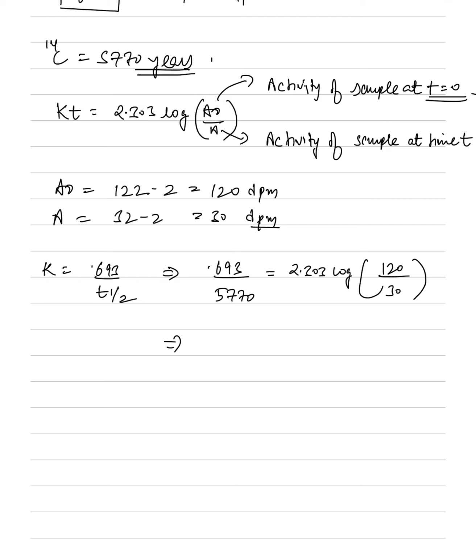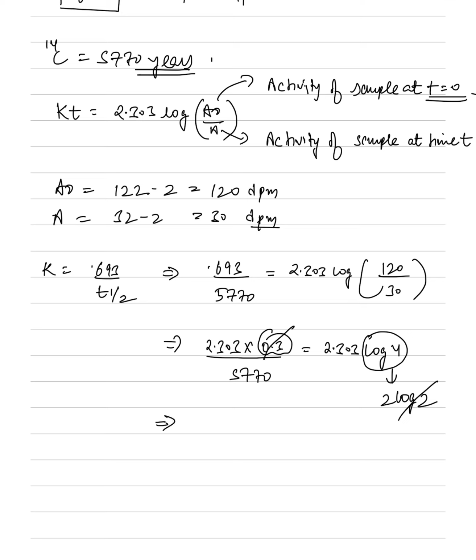So upon solving this, now we know 0.693 is how much? 0.693 is 2.303 into log 2. Log 2 is 0.3, upon 5770 equals 2.303 log of 4. Now this log 4 comes out to be 2 log 2. Since 0.3 is also log 2, and here we also have log 2 on the right hand side, both will cancel out.